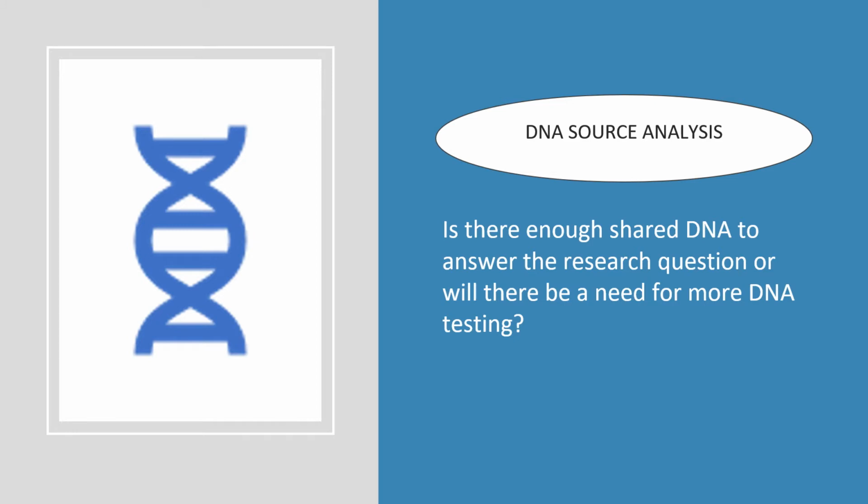After the initial analysis of the sources, we have to decide if we have enough DNA results to actually work with. We can always start with a project and put further testing into future research suggestions, or we can test additional people and work on a paper trail while we're waiting for the results to come back. So a question to ask once we have looked through the DNA is: is there enough shared DNA to answer the research question, or will there be a need for more DNA testing?